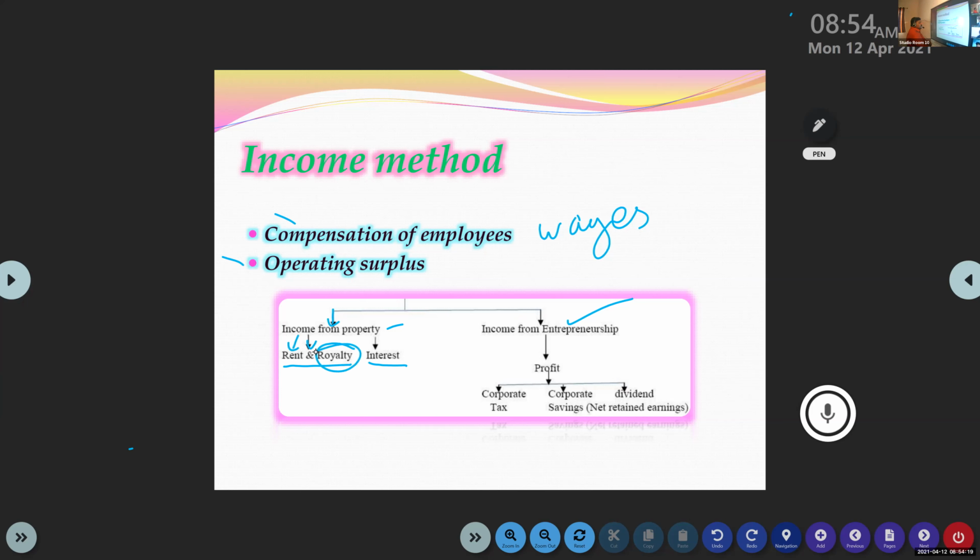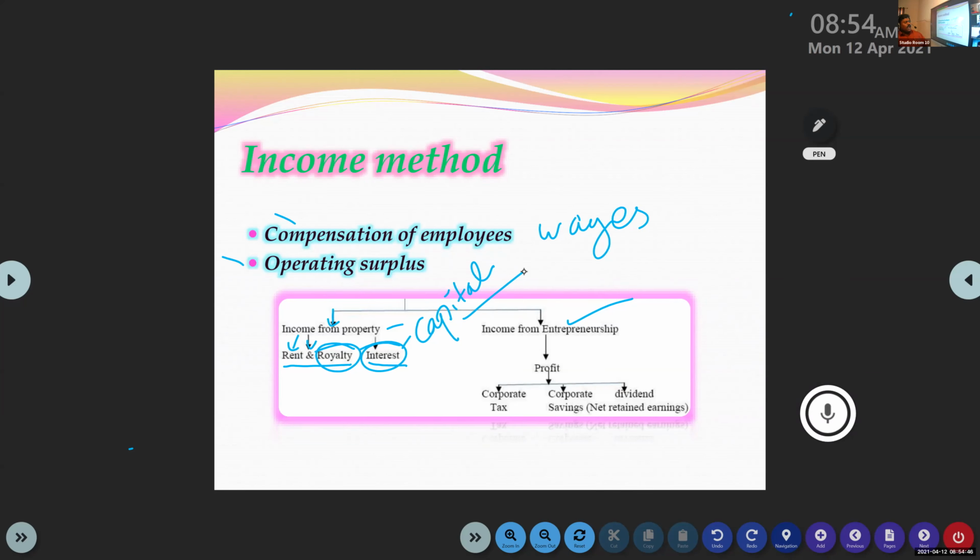Royalty, what is royalty? It's the remuneration for technology. So royalty is a remuneration for technology. Next one, interest. Remuneration for what? Interest is a remuneration for capital investment. Clear? Okay, so keep that idea in your mind.